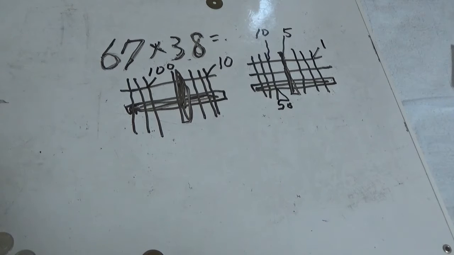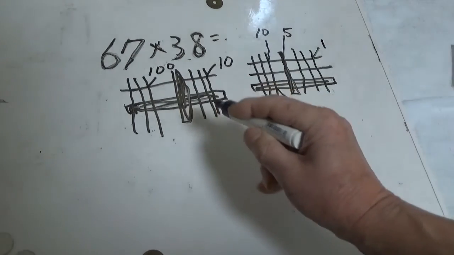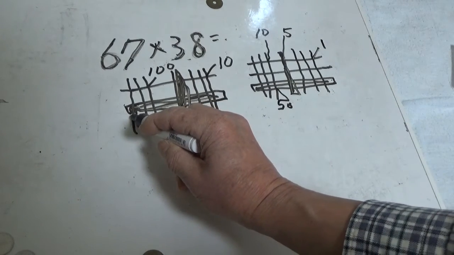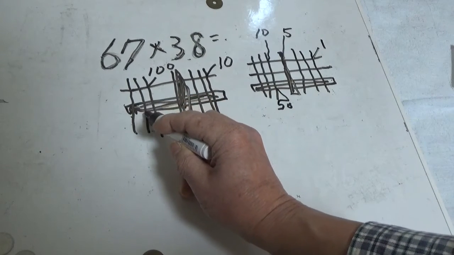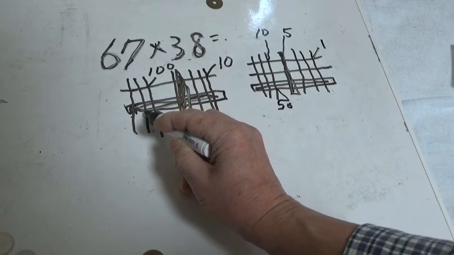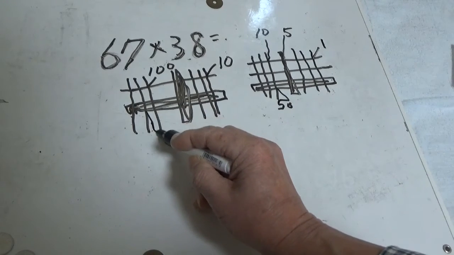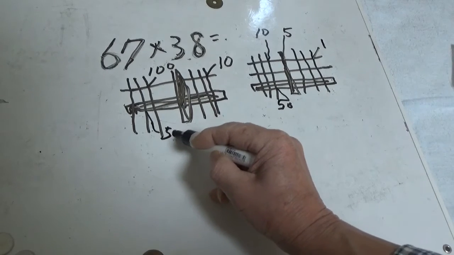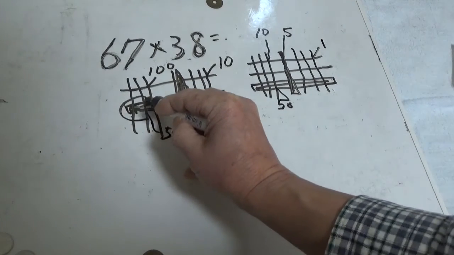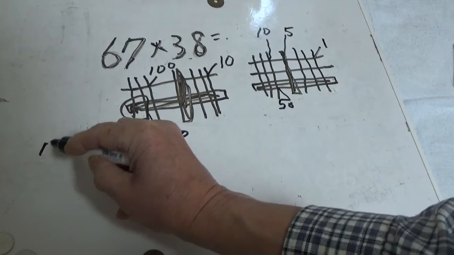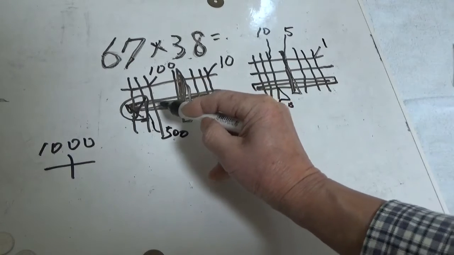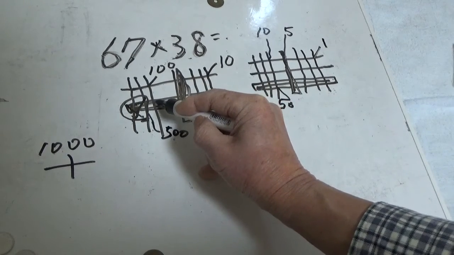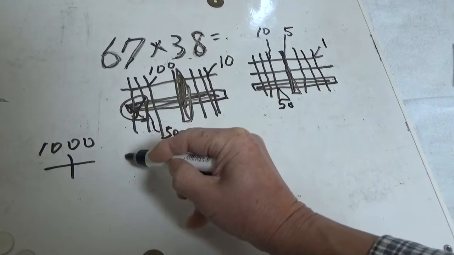So let's count the number of points. First, this is 10 lines crossing with 10 lines, so this point is 500. 500 plus 500 is 1000. Remaining 5, 6, 7, 8, 800.